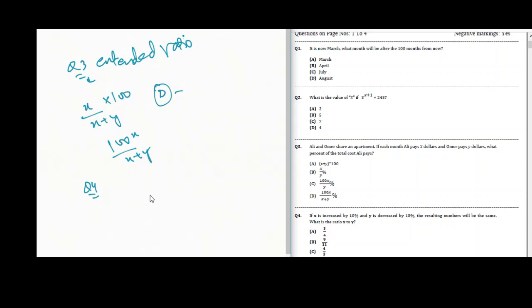So the ratio asks an important thing: what will come on the top? Most of the students say, okay, what will come first, x or y? First thing, x will come first. Now x is increased by 10% and y is decreased by 10%. Now you just have to plug in the answers, and always start from the middle part. I start with C.